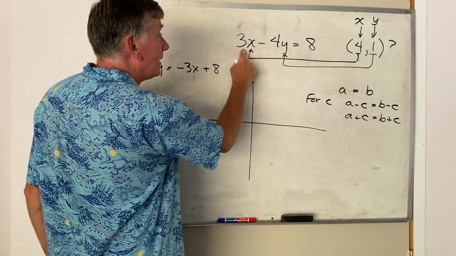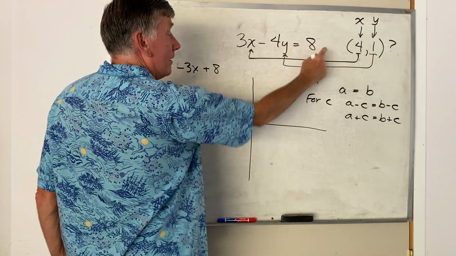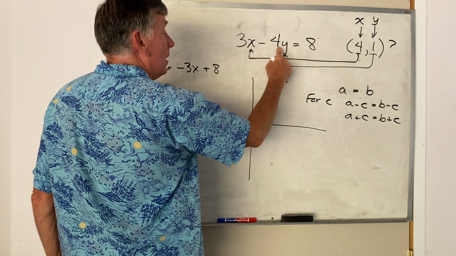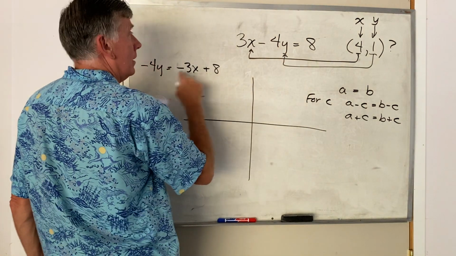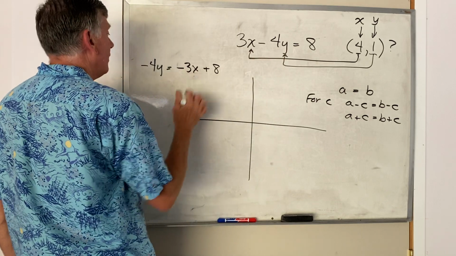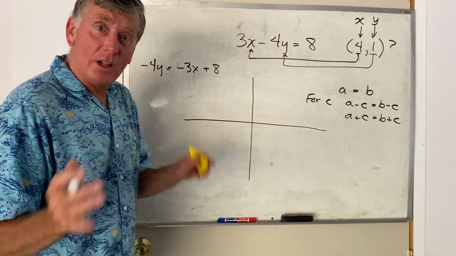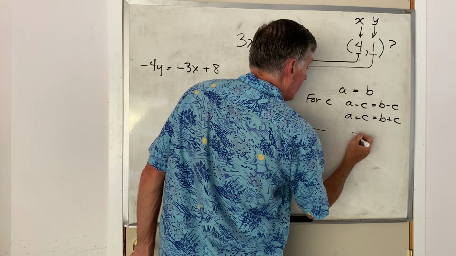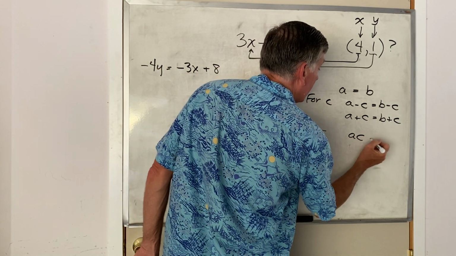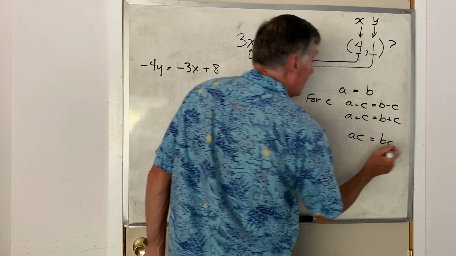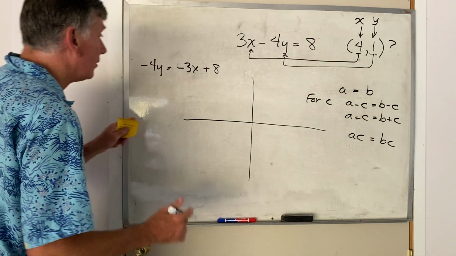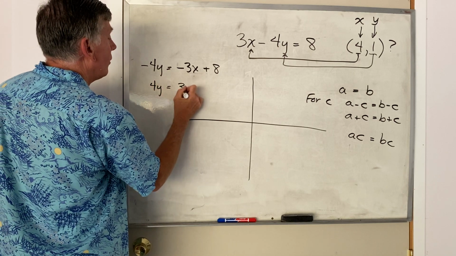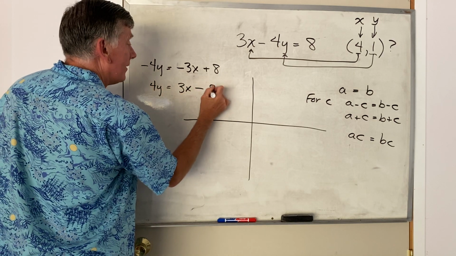And that's what I've done here. I have subtracted 3x from both sides, just like this. Now I'm going to multiply through by a negative 1. And that rule is simply that if a equals b, then ac is equal to bc. In this case, I'm going to multiply by negative 1, and I'm going to get 4y is equal to 3x minus 8.